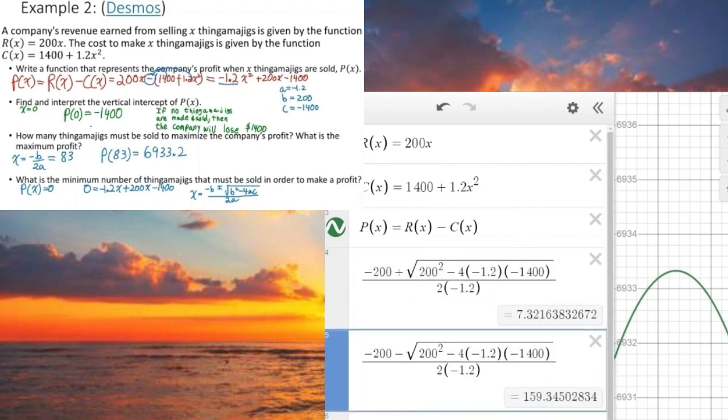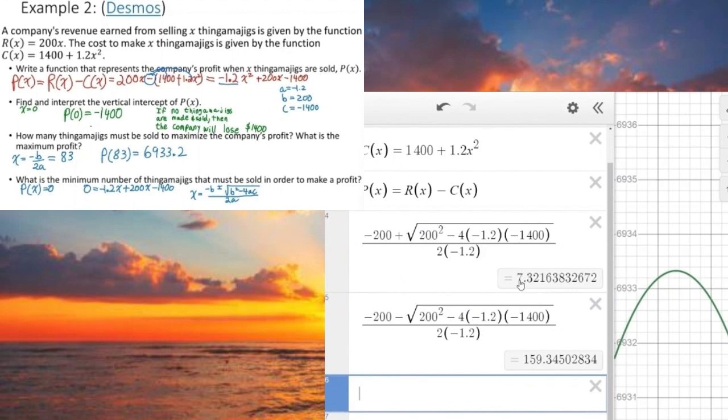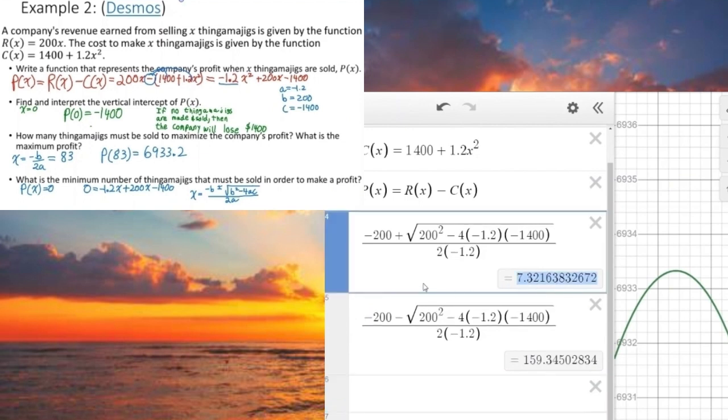So there are two instances where we break even. We break even when we sell 7.32 thingamajigs or 159.34 thingamajigs. What is the minimum number to make a profit? Meaning we should look at the smallest break-even point. Well, the smallest break-even point would occur when x equals 7.32.